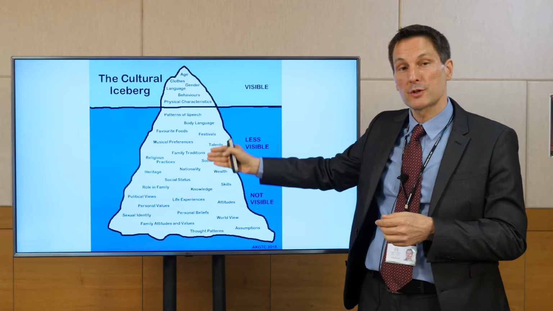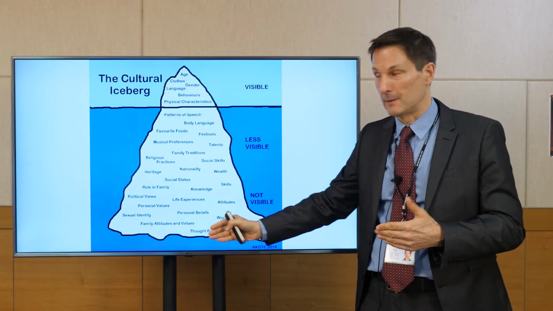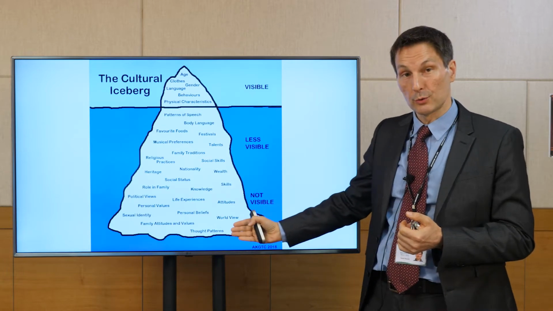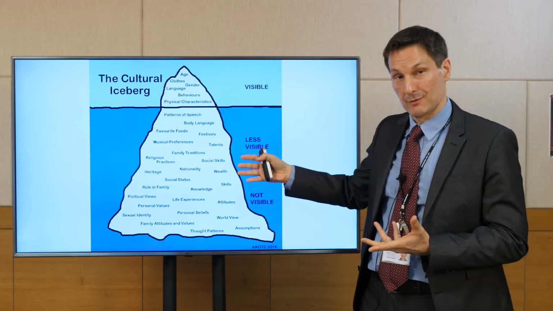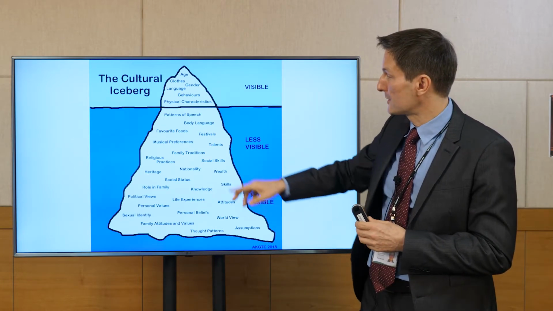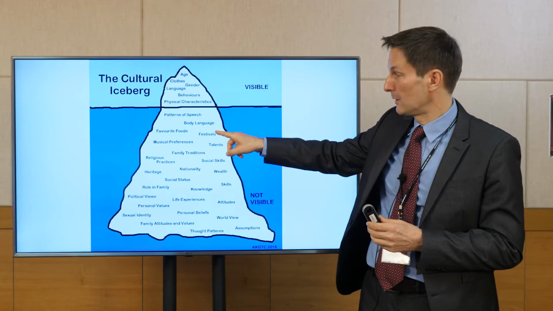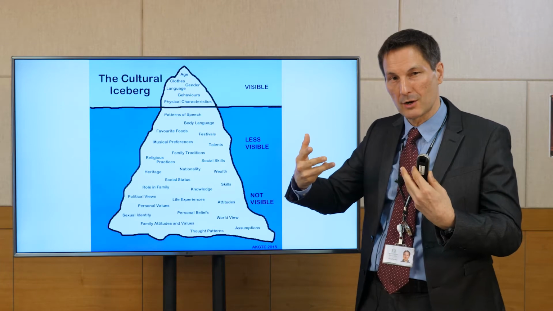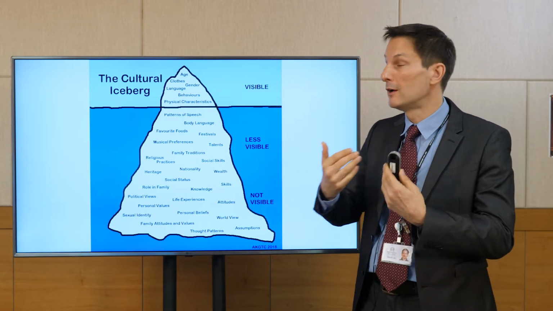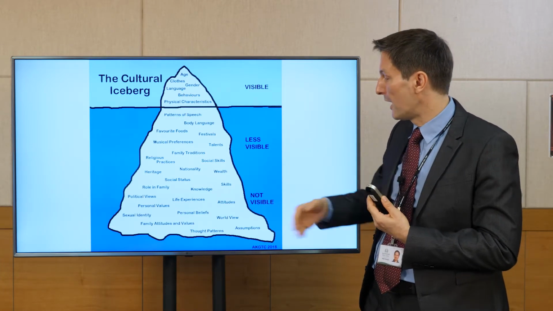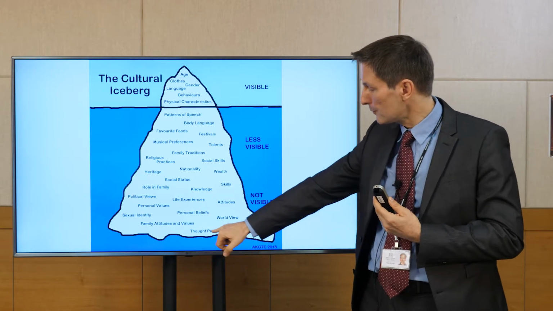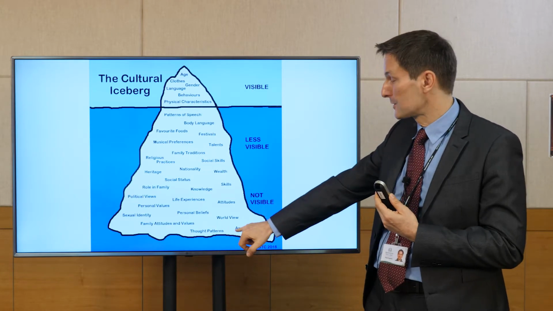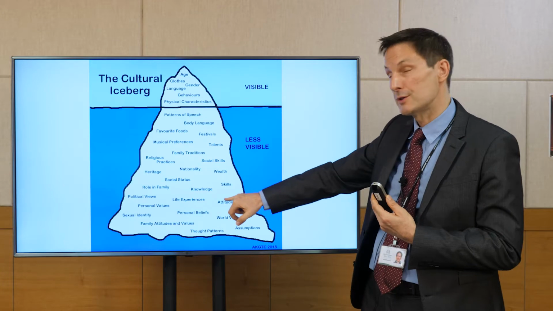But there's so much under the surface that we cannot see. Some of it's not visible at all, and some of it's just less visible. So we'll talk about things like body language. Okay? We'll talk about family traditions, which you don't see necessarily. They're quite hard to identify for somebody outside the culture. And then even deeper down, thought patterns, basic assumptions, worldview, attitudes.